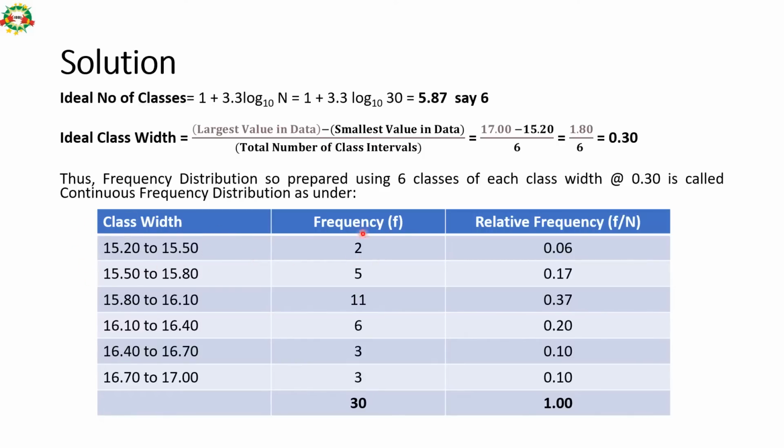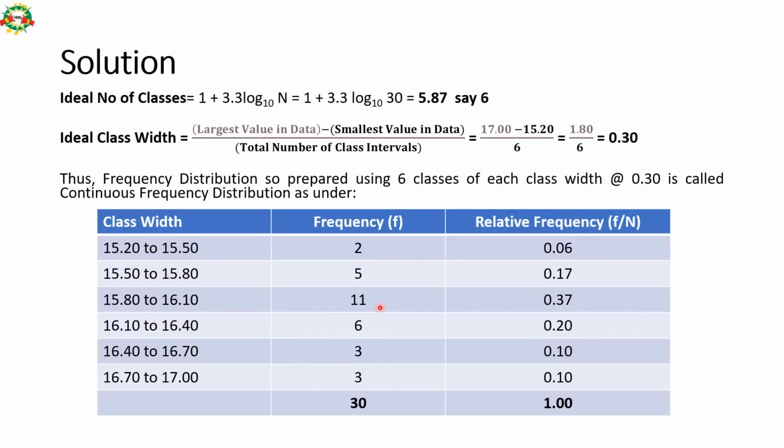So 2 items are falling in this class. Likewise, there were 30 entries in total. 2 were falling in the first class, 5 in the second class, 11 in the third class, 6 items in this interval, and 3 items in this interval respectively. So this is the frequency.